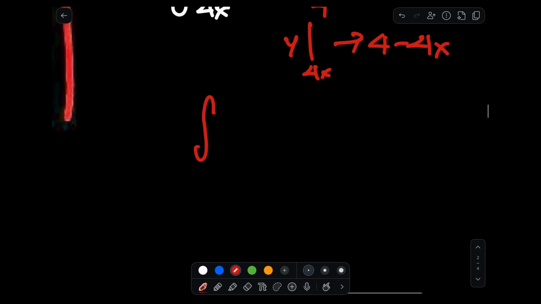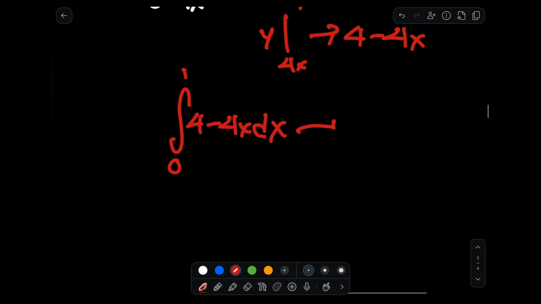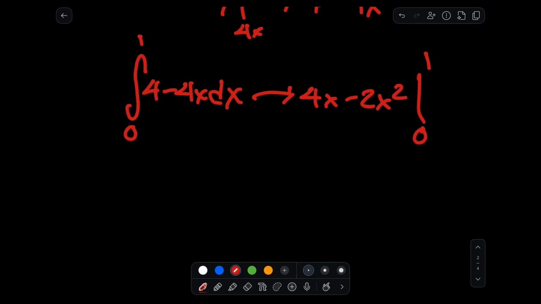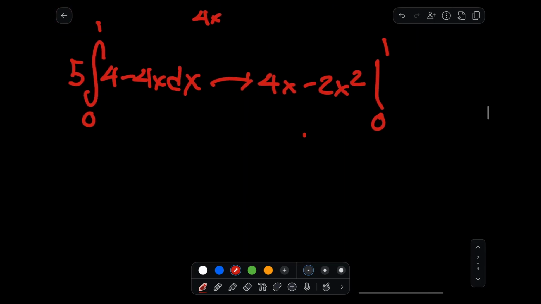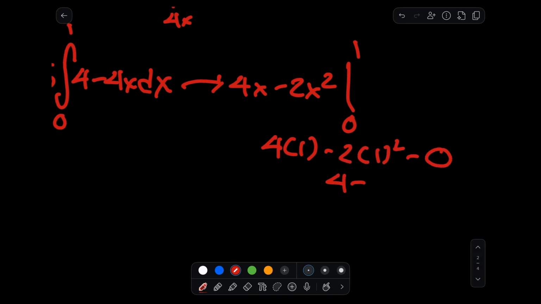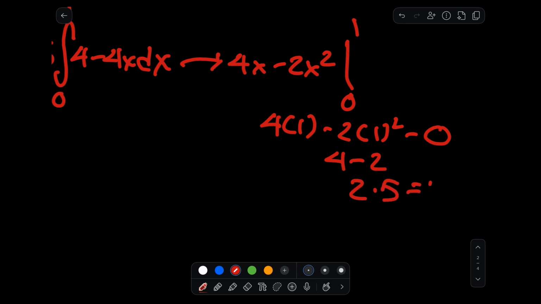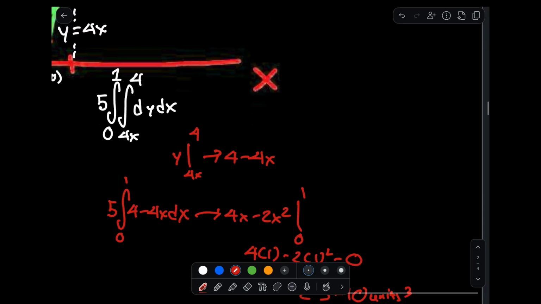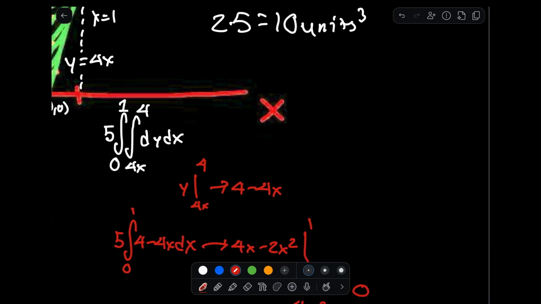We don't have to go through the whole process, right? And we got 0 to 1, 4 minus 4x dx. And then we can integrate this. We get 4x minus 2x squared, evaluated from 0 to 1. So then we also don't forget about the 5 either, right? So it's going to be 4 times 1 minus 2 times 1 squared minus 0, 4 minus 2 is 2. 2 times 5 equals 10. 10 units cubed. And that's our final answer. Same thing as above. And that actually works for really simple shapes like triangles. And eventually, in our next video, we're actually going to cover circles as well for polar coordinates.